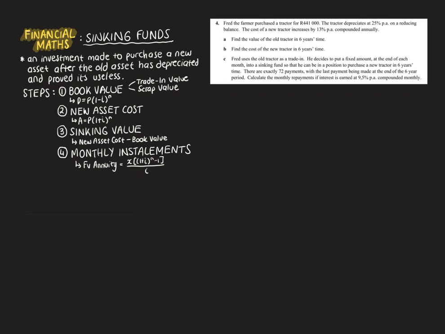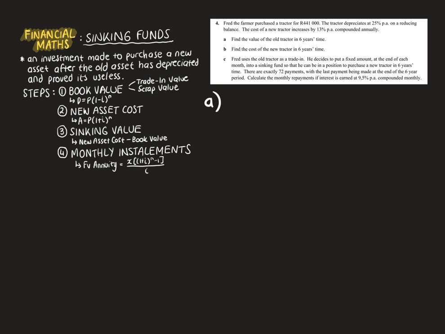So the first question we got: Fred the farmer purchased a tractor for 441,000 Rand. The tractor depreciates at 25% per annum on a reducing balance. The cost of a new tractor increases by 13% per annum compounded annually. Now, question A. Let's have a look. Find the value of the old tractor in 6 years' time.